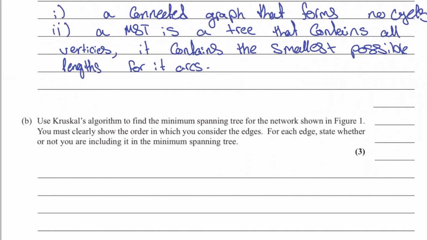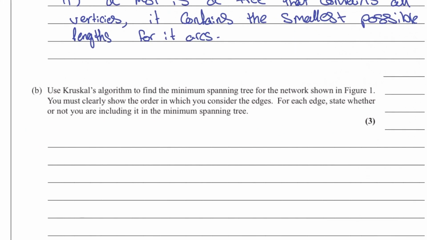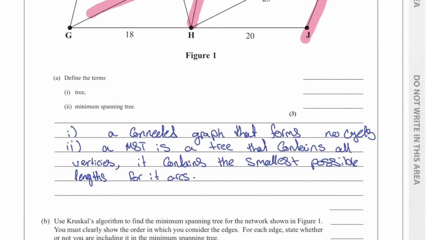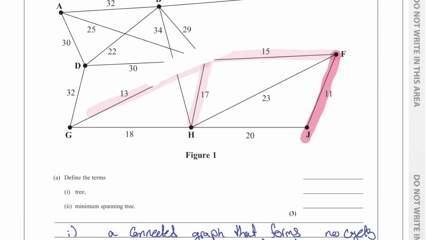So now question B says use Kruskal's algorithm, I don't know how to pronounce it, to find the minimum spanning tree for the network shown in figure 1. You must clearly show the order in which you consider the edges. For each edge, state whether you are including it in the minimum spanning tree or not. So let's go back to the graph and let me delete this.